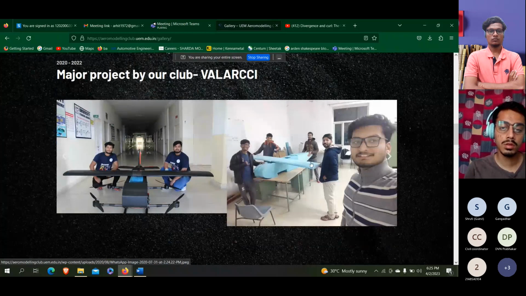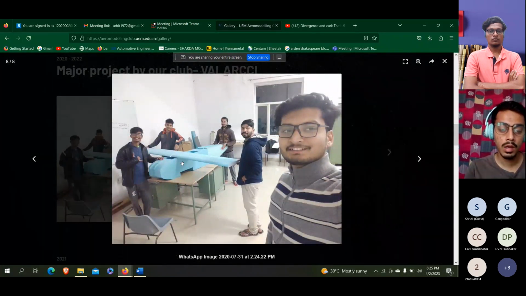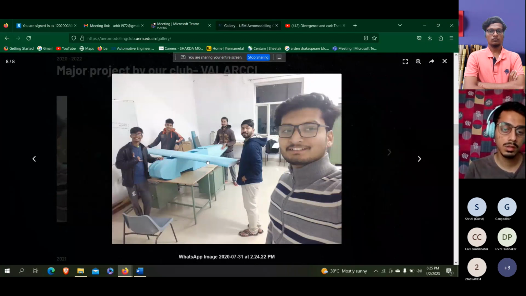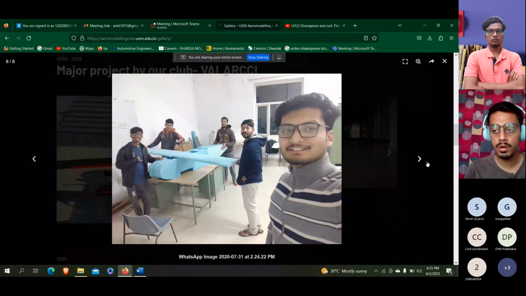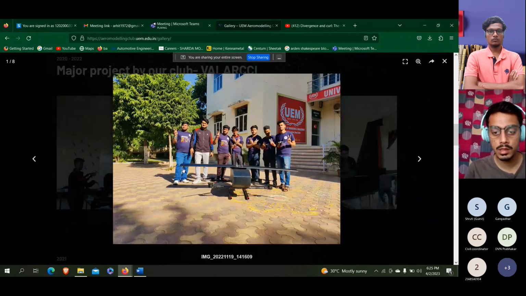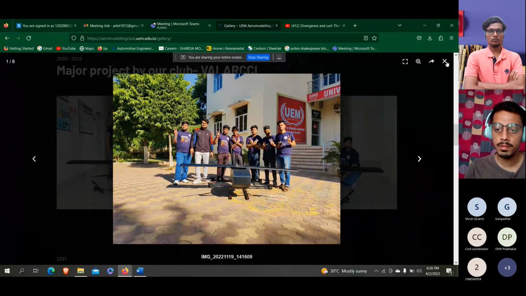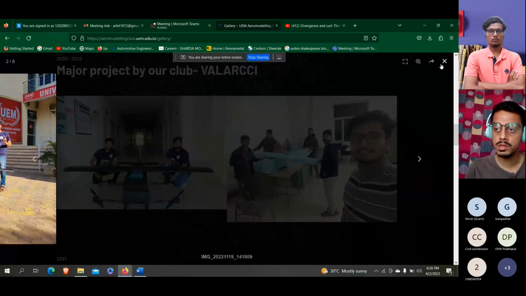This was the starting of the project, where using hot wire cutting machines we manufactured this whole body from XPS foam board, and from that we tried to bring the project to look like this. So this was one of our major projects in our club and in our college.